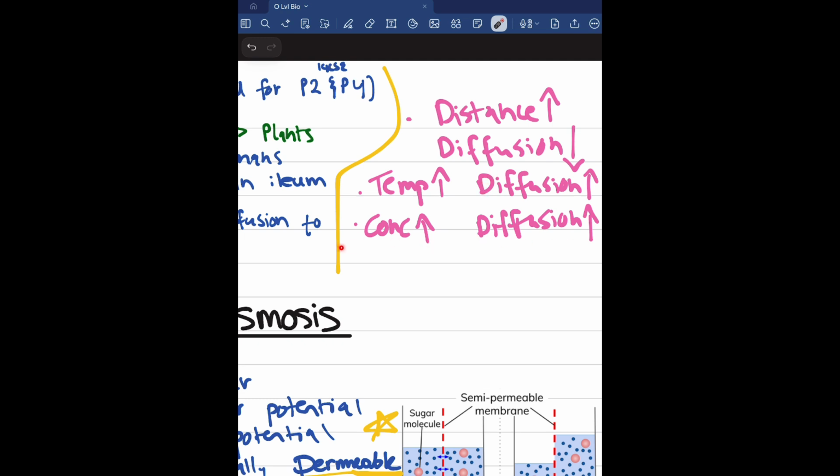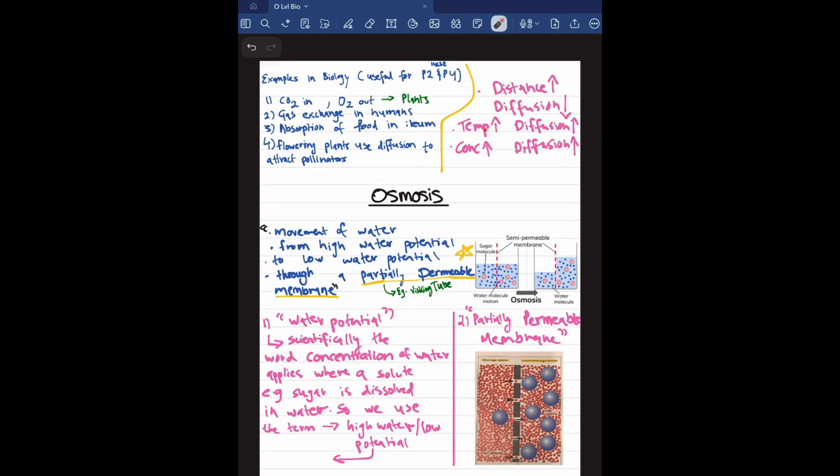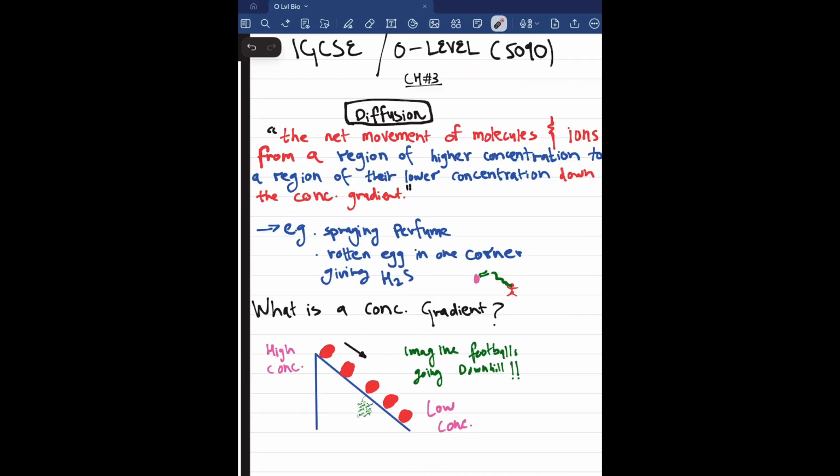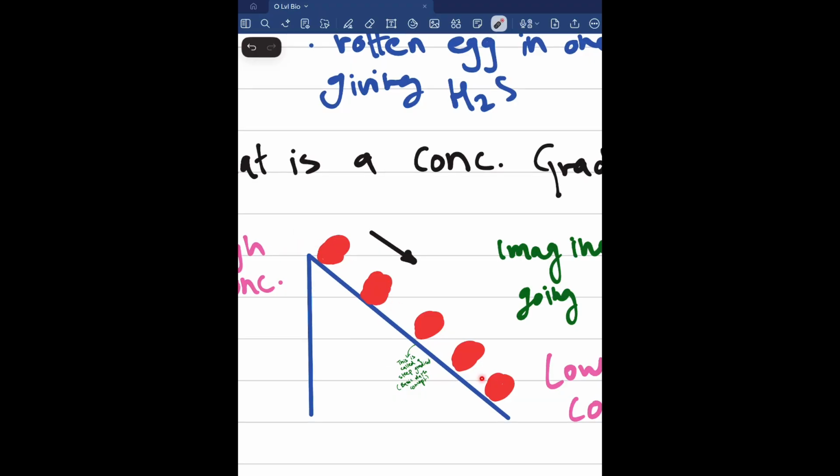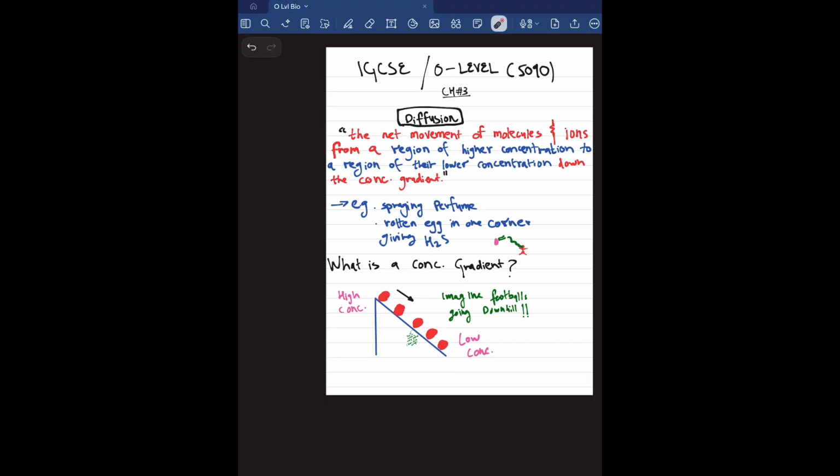And this thing is a bit basic. If there's more concentration, there's more diffusion, just like what I showed you guys over here. More concentration here, steeper the gradient, more diffusion, right?